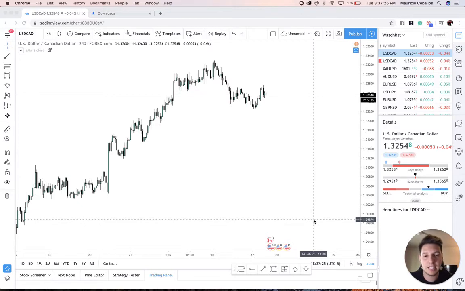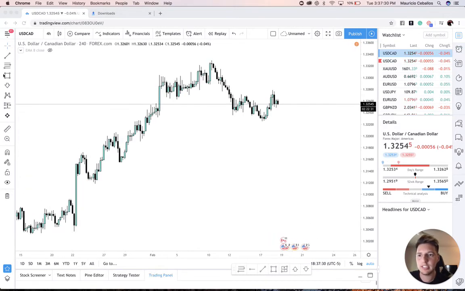So with that said, let's go ahead and jump into USD CAD. USD CAD right here, we can clearly see that we have a point of liquidity.